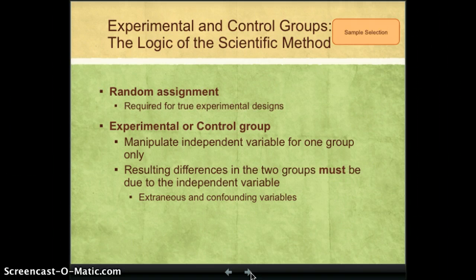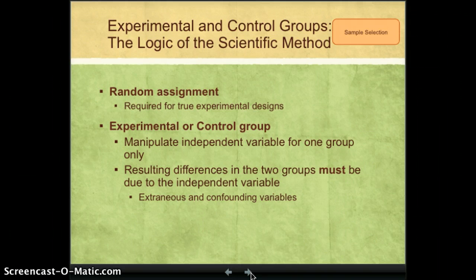So once I have this smaller sample, in experimental research, I would do a procedure called random assignment to assign them to the different independent variable conditions. These groups are called the experimental or the control group. It is only through the use of random assignment that we can start to say that if there is a difference between groups, those differences are due to my independent variable.